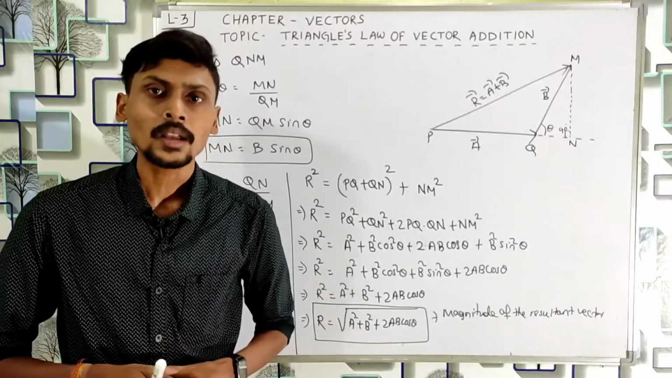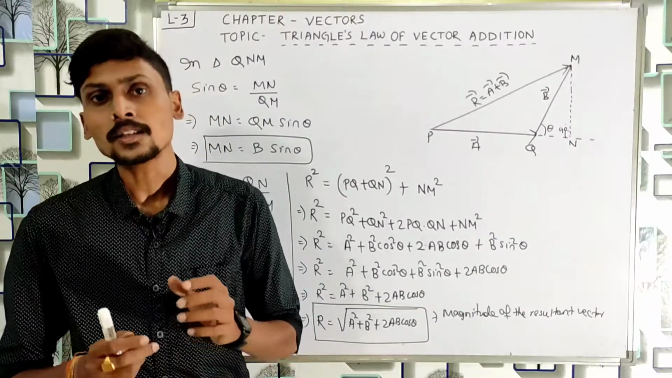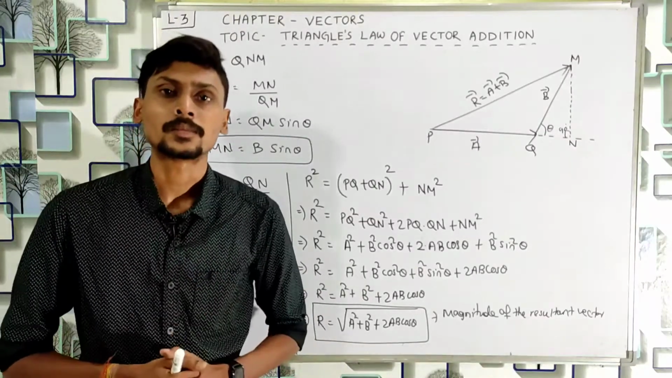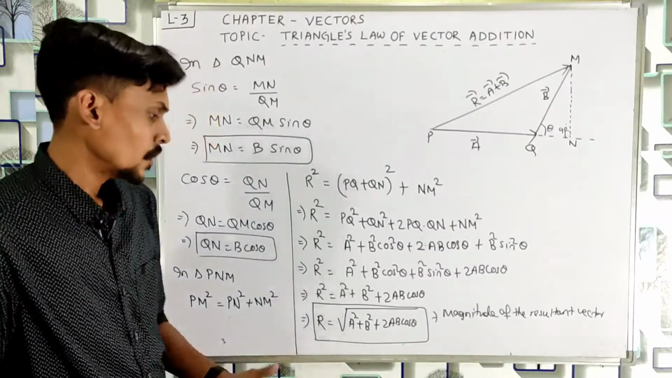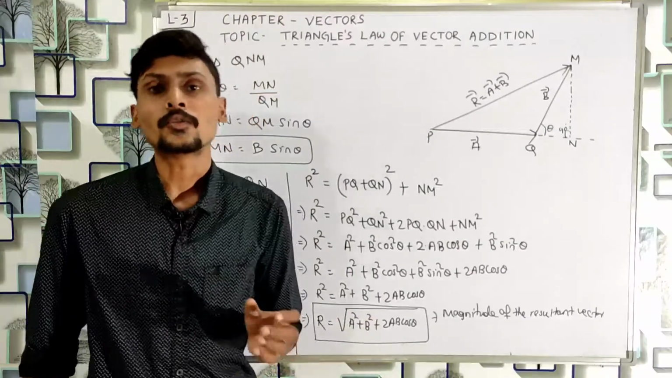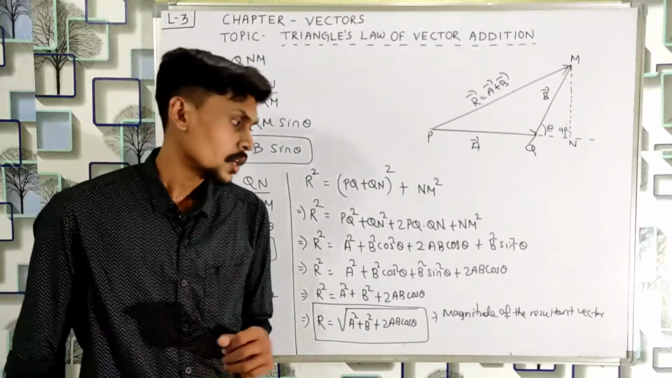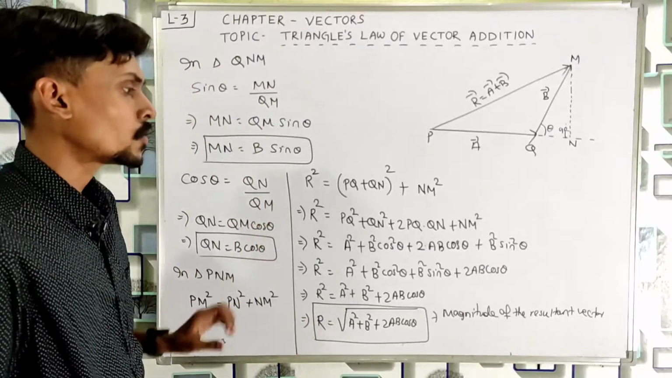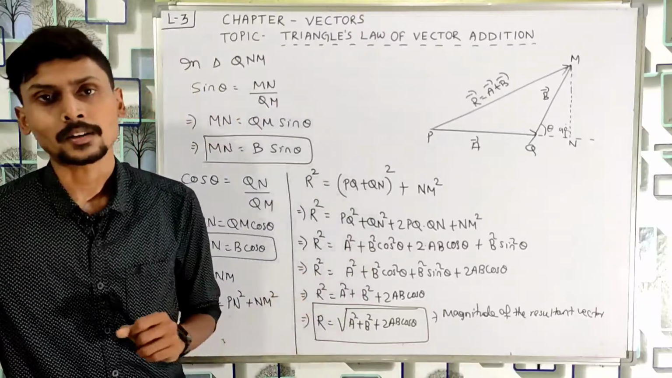Force is a vector quantity, so when we are adding two vectors, we must know what is the angle between the two vectors. And after knowing the angle between the two vectors, we can use this formula to find the magnitude of the resultant vector. Is that clear? So this is the way you can derive the expression for the magnitude of the resultant vector.